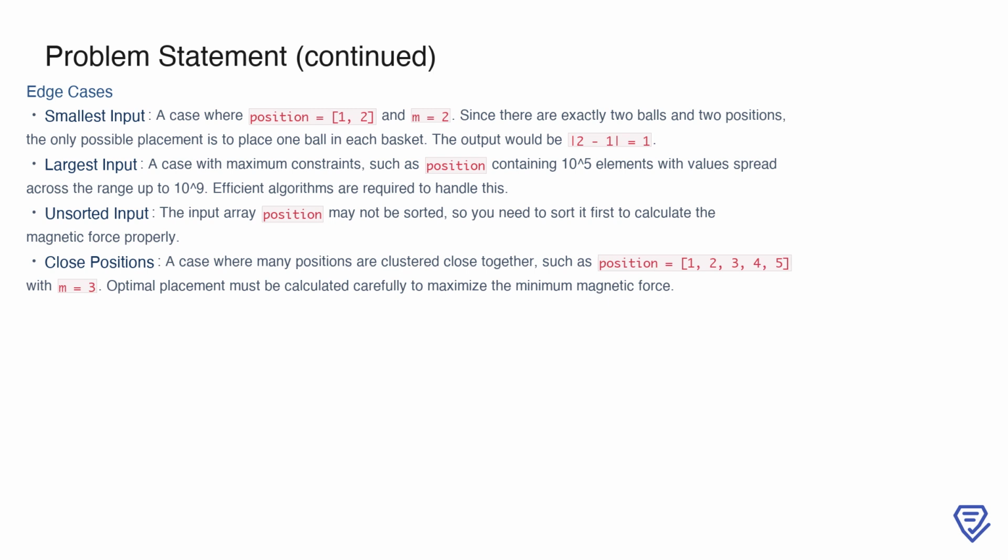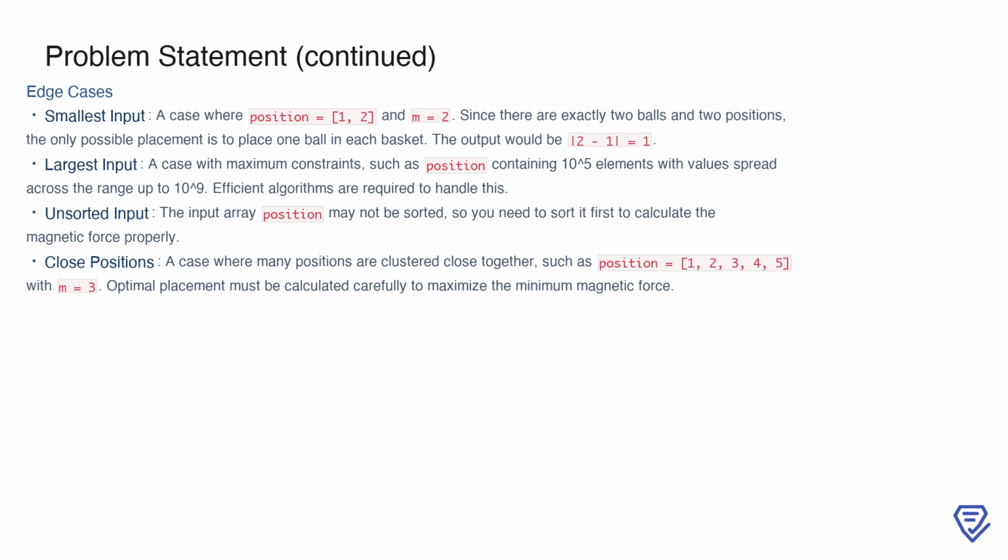Now, let's discuss some edge cases that you might encounter. For the smallest input, consider position equals [1, 2], and m equals 2. Here, there are exactly 2 balls in 2 positions, so the only possible placement is to place 1 ball in each basket. The magnetic force between them is 2 - 1 equals 1, making the output 1. On the other hand, for the largest input, imagine position contains 100,000 elements, with values spread across the range up to 1 billion. In such cases, the algorithm must be efficient to handle the massive data size.